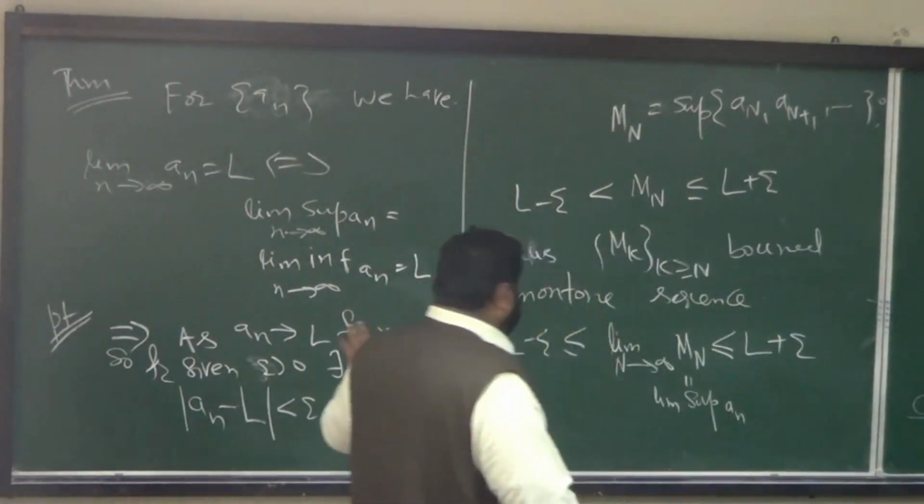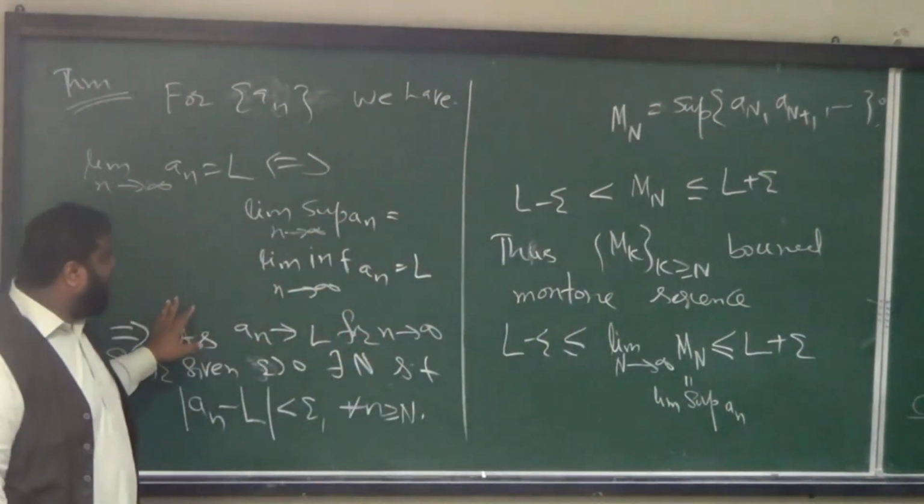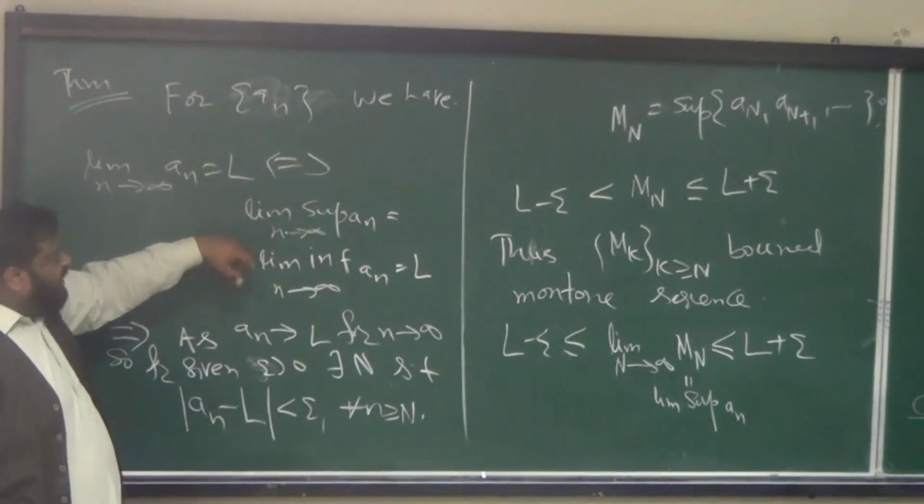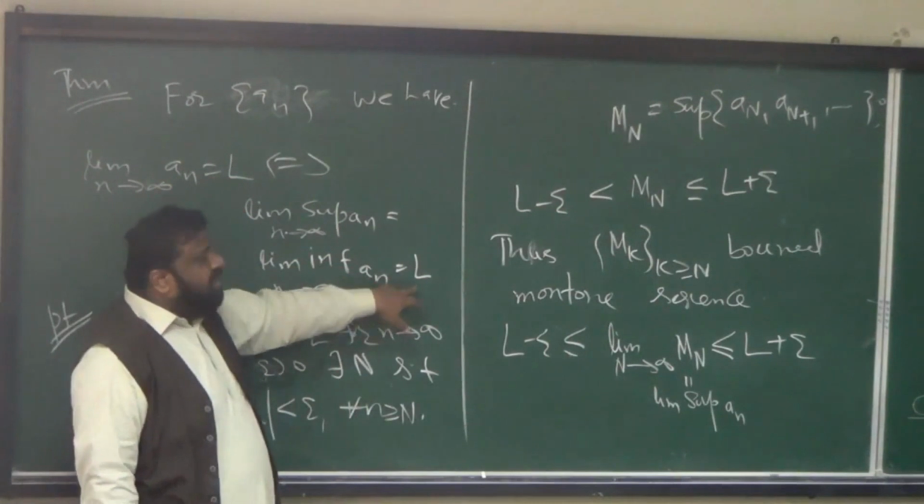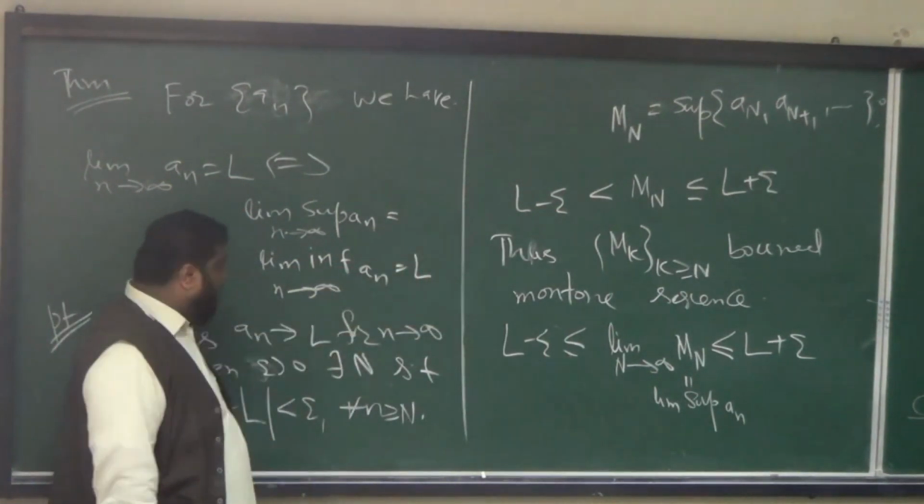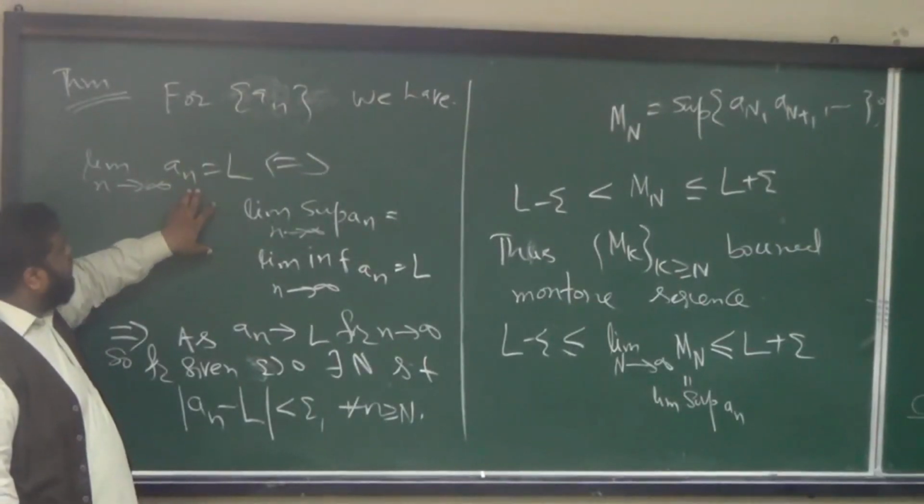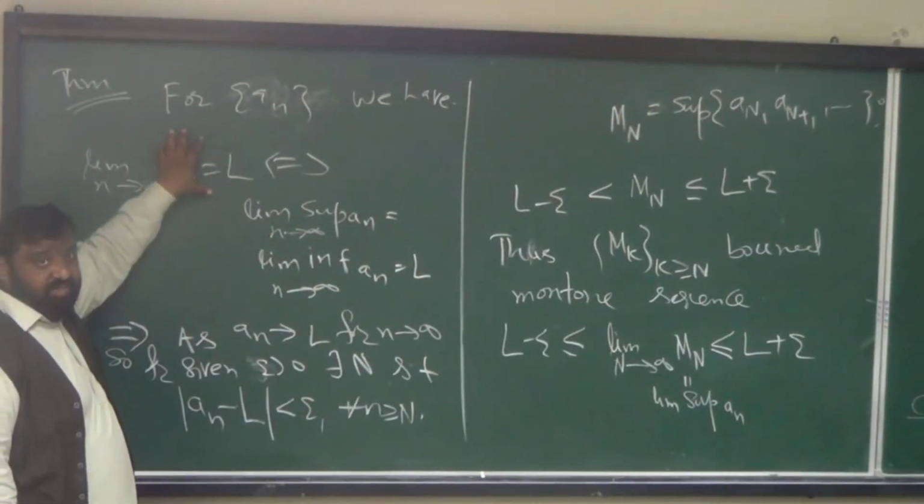Let's start from here. So what we like to prove is that, imagine a sequence is converging to a limit L, then their lim sup and lim inf will be L. That's what we want to do. So assume that the sequence an converges to L.